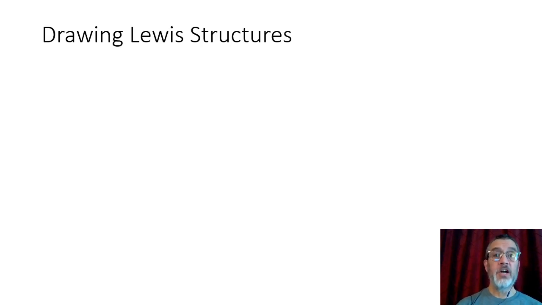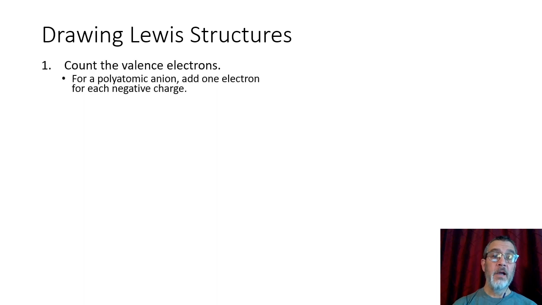So first, let's talk about drawing Lewis structures. There's a set of rules that we use to draw Lewis structures for molecules and for polyatomic ions. The first step is we are going to be counting the valence electrons available for bonding. And so for polyatomic ions, we're going to be adding electrons for each negative charge.